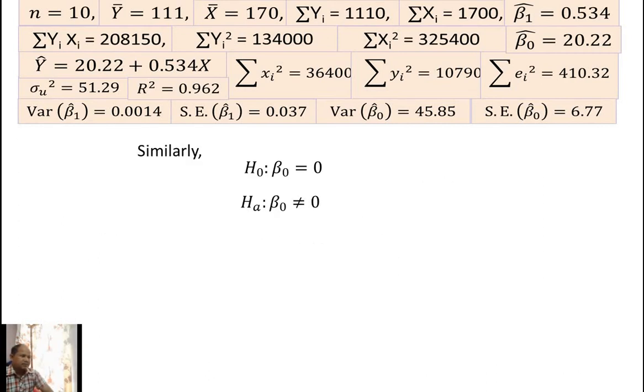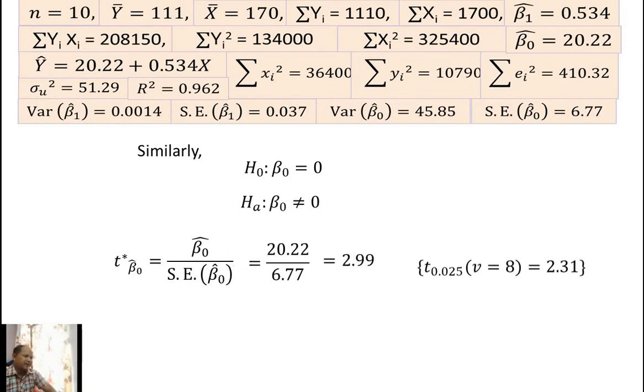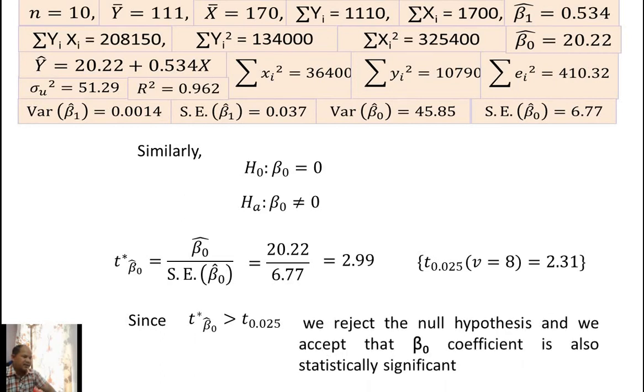Similarly, the null hypothesis for beta naught is equal to 0, or alternatively beta naught is not equal to 0. Here the t value for beta naught cap is equal to beta naught cap divided by standard error of beta naught cap, and is found 2.99, but the table value is 2.31. Since the calculated t value of beta naught cap is greater than the tabulated t value at 5% level of significance, we reject the null hypothesis and we accept that the beta naught coefficient is also statistically significant.